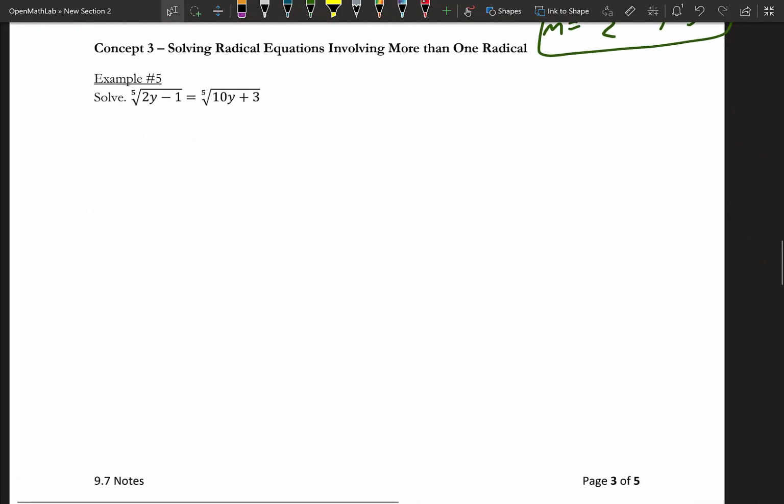Right, so now what we want to look at in concept 3 is what happens if we have more than one radical, right? So remember, the idea is you're just going to pick one radical, isolate it, and then take everything to that index, right? But if we look at example 5, this one's kind of nice because we have a radical equals a radical, and notice that both radicals have the same index. So they're basically both isolated already.